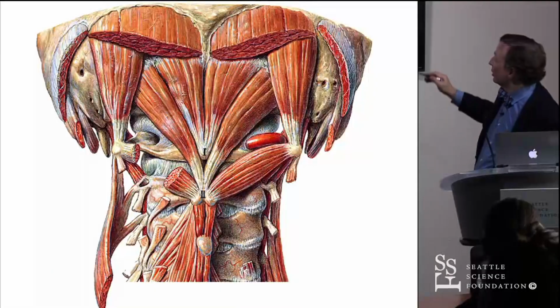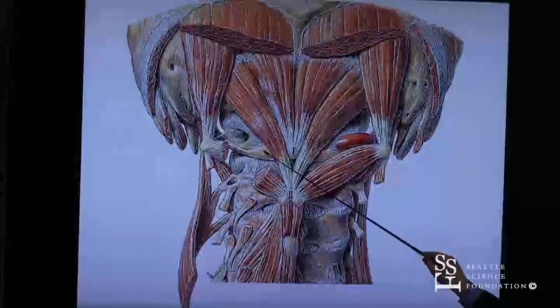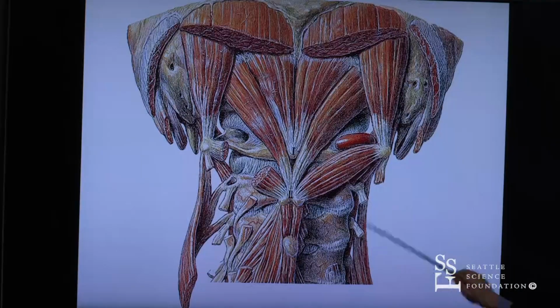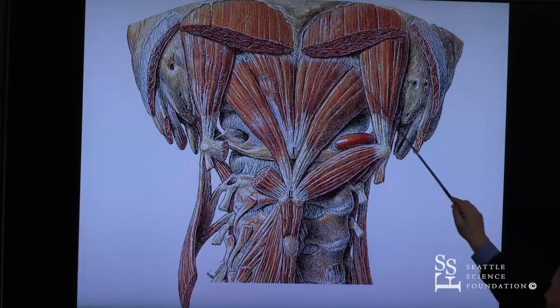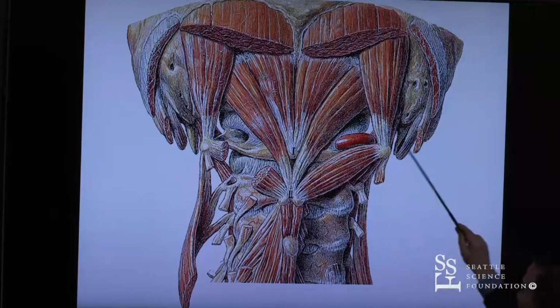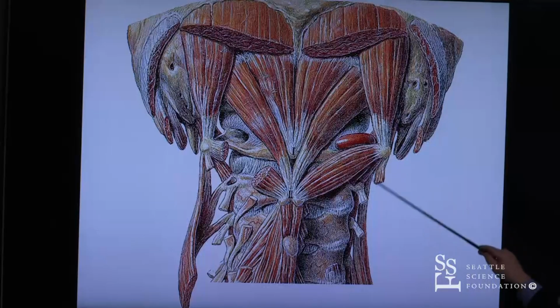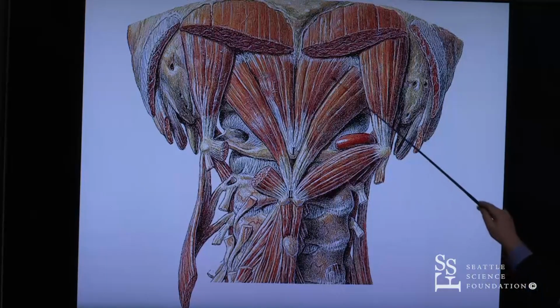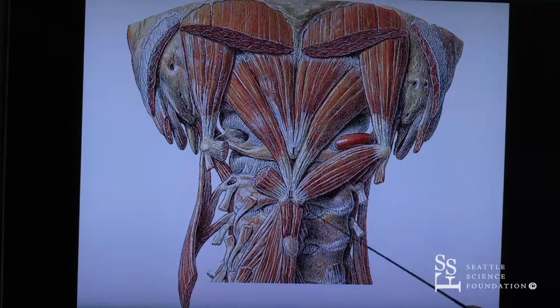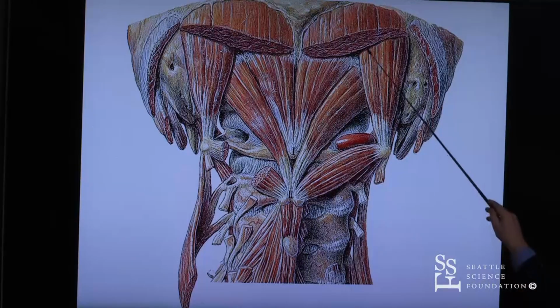Here's a better view. So this is our C1 posterior arch, C2 posterior arch, skull, right? And this is the mastoid process. And we've cut here the semispinalis capitis muscle. And now we see these little suboccipital triangle muscles. So a rectus capitis posterior major, rectus capitis posterior minor that is more medial, obliquus capitis inferior, obliquus capitis superior.